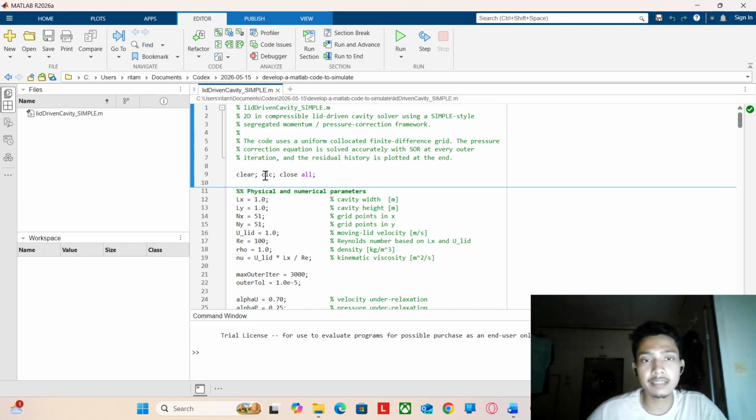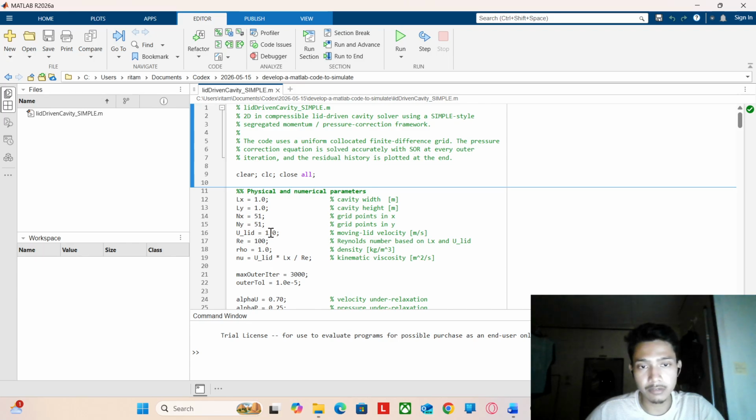So starting with clear, clc, close all. Here I clear all variables, clear the command window and clear all previous figures. Then comes Lx equal to 1, Ly equal to 1. This defines the dimensions of the square cavity. Then comes nx equal to 51, ny equal to 51, grid points in x and grid points in y. These define the number of grid points in x and y directions. So the computational domain uses a 51 by 51 mesh.